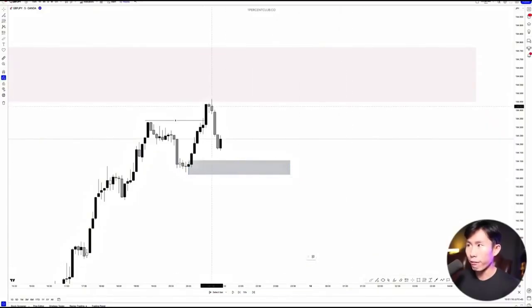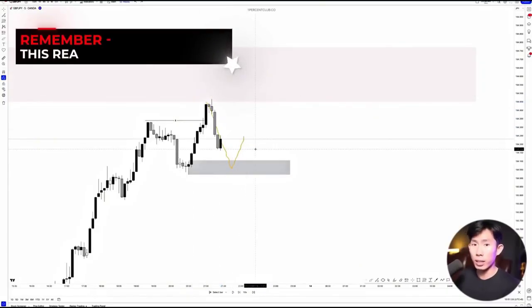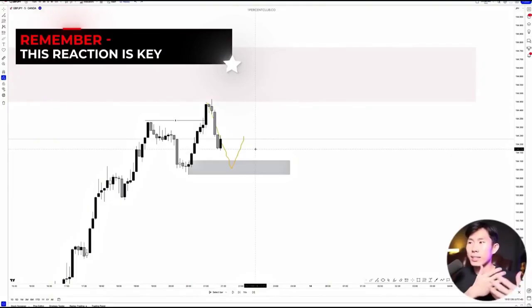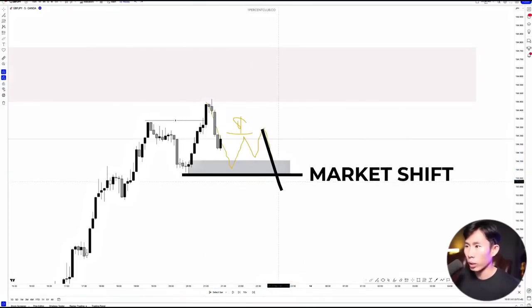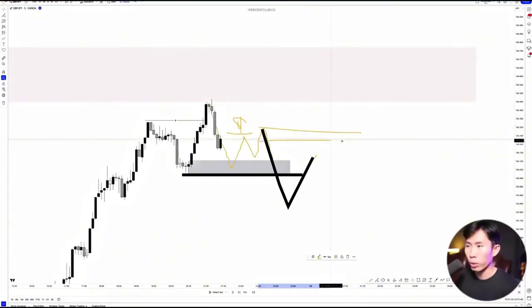So right now we want to see that failed reaction. We want to see price react from this demand zone, go up, but fail to take out this high. Okay, remember this reaction is key. Without this reaction, we cannot tell that there's actually a flip zone, right? So once we actually get a failed reaction, that is where we wait for price to sweep the available liquidity above this high right here before we get that real move. Price comes down, potentially creates a market shift, and then we're just waiting for price to pull back to this flip plus sweep zone, and then we get our entry right there.